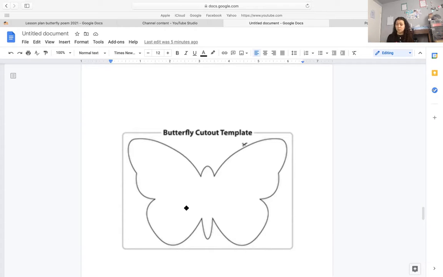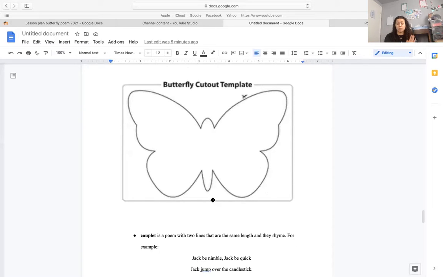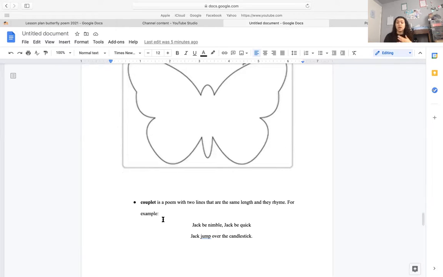But we've also talked about other poems in this class. So feel free to also do, I know yesterday we talked about a couplet poem. And just to remind you, a couplet poem is a poem with 2 lines that are the same length and they rhyme. One of the ones we looked at previously is Jack be nimble, Jack be quick. Jack jump over the candlestick. So they're the same length, they rhyme, and they're only 2 lines. So you could do a couplet poem inside your butterfly if you wanted to do that instead of a sensory poem, because that is wonderful too, because we learned about those previously as well.